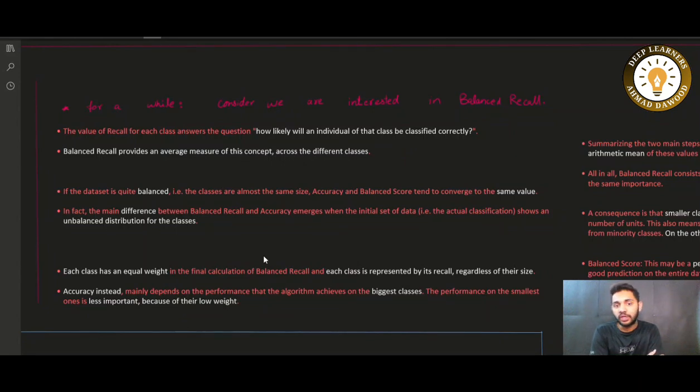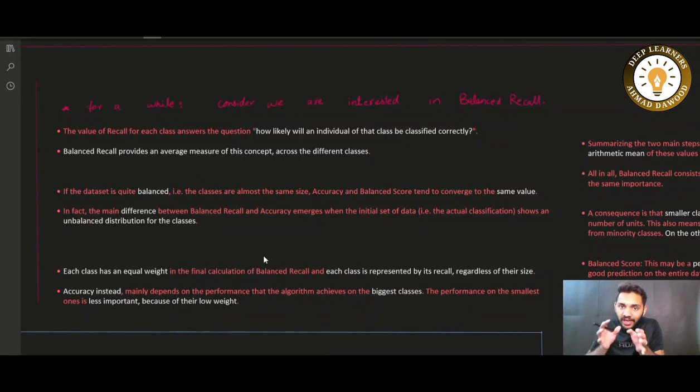If I ask you for the recall of some individual class, you will say what percentage chance there is. We usually have scores in the form of percentages. So we can say what percent chance that samples of class A are correctly predicted by our model. In other words, in a very formal way: how likely is an individual of that class to be classified correctly?